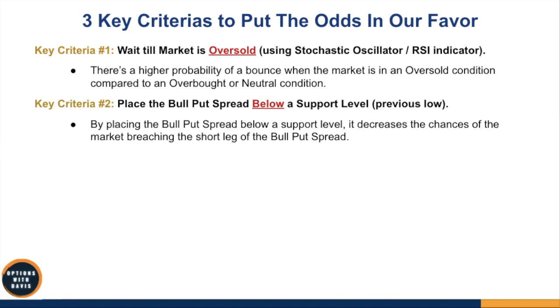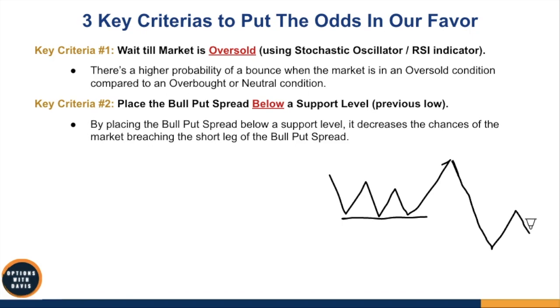Now, key criteria number 2 is to place the bull put spread below a support level. Generally, this is where you have seen evidence where the price has bounced back up before, or it could be just a previous low. For example, you may have seen a few times where the price has bounced back up. So this is what you call a support level. Or it could be when the market has gone down, and at this point you notice this is a previous low. So there is another chance that if the market was to go down here again, it could test this level and then bounce back up. So this is why you want to always identify a support level.